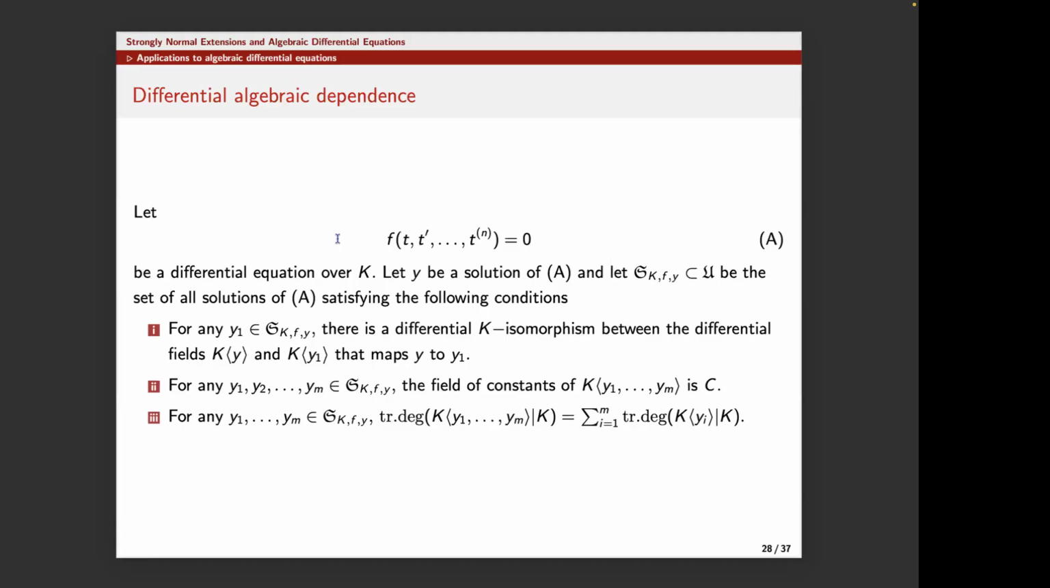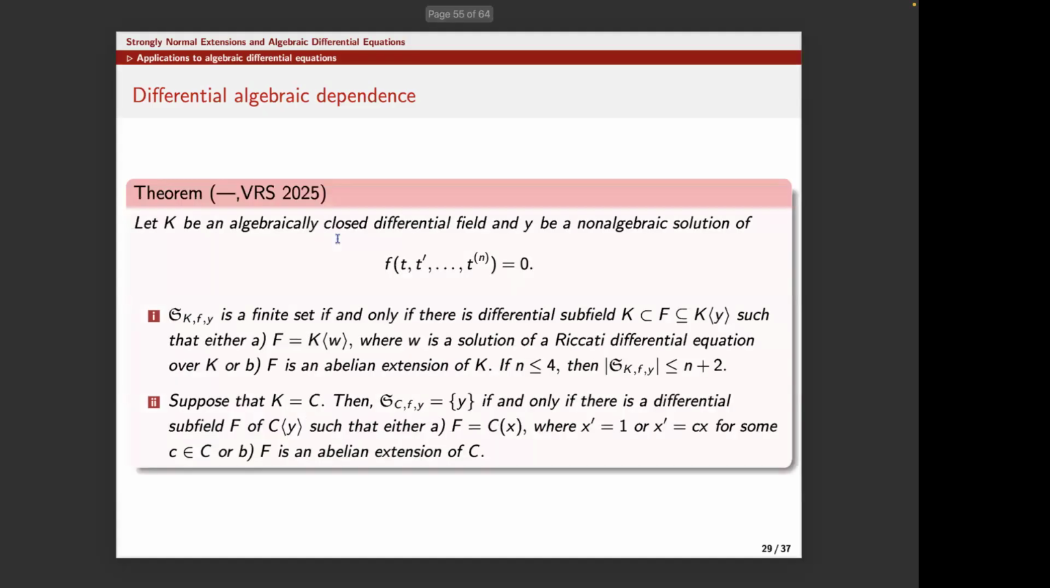So basically, in this set S K F Y, we are looking at solutions whose transcendence degree is the same. We are looking at solutions in a no-new-constant extension. And the third condition is that the solutions are independent. It's not algebraic independence, but some derivatives are also independent up to some point. And then we prove this result.